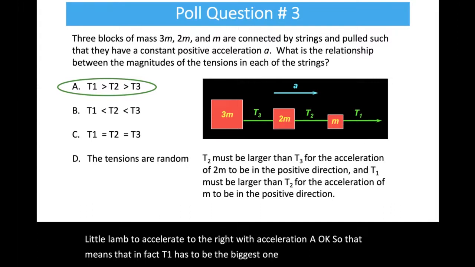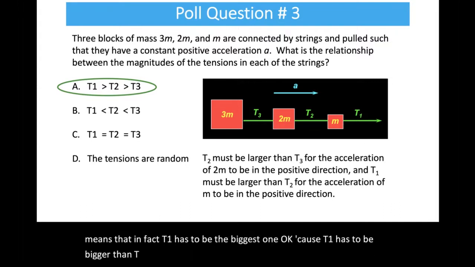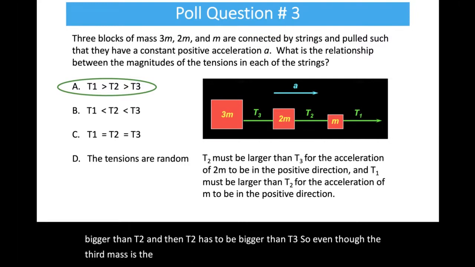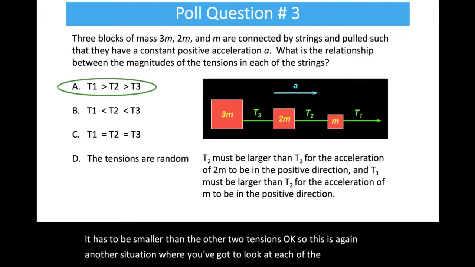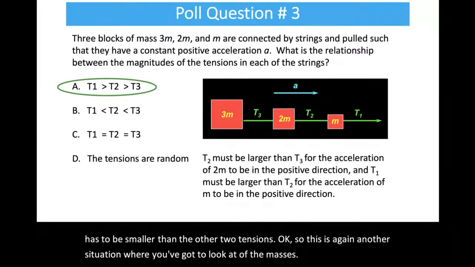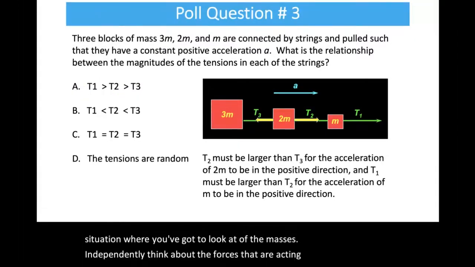Because T1 has to be bigger than T2, and then T2 has to be bigger than T3. So even though the third mass is the largest, that third tension is not the largest. In fact, it has to be smaller than the other two tensions. So this is again another situation where you've got to look at each of the masses independently. Think about the forces that are acting on each, just to look at them again.